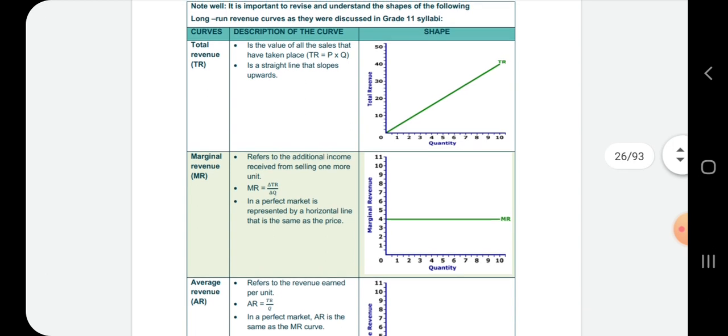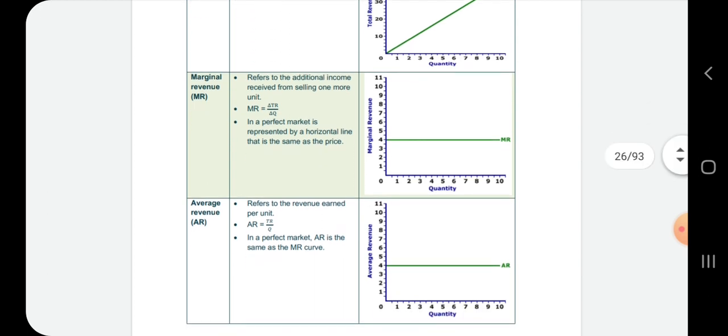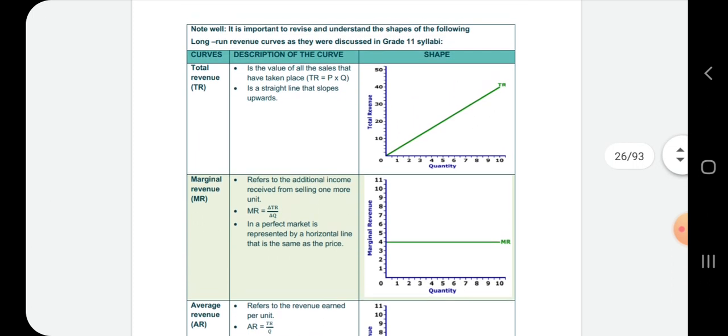And then, the more quantities you sell, the more revenue you make. The total revenue line is that green one. Now, let's talk about marginal revenue. Marginal revenue refers to the additional income received from selling one more unit. So marginal revenue is calculated from total revenue, which is this one on top.